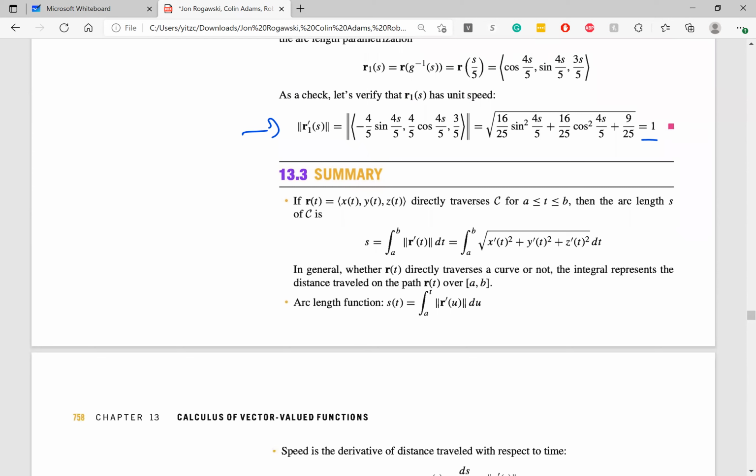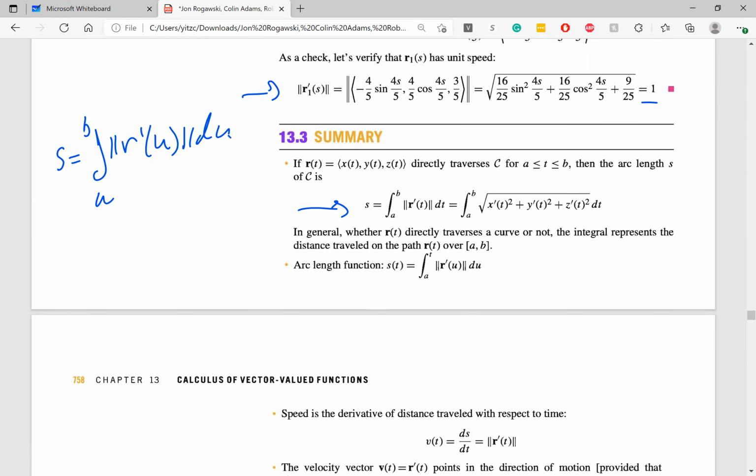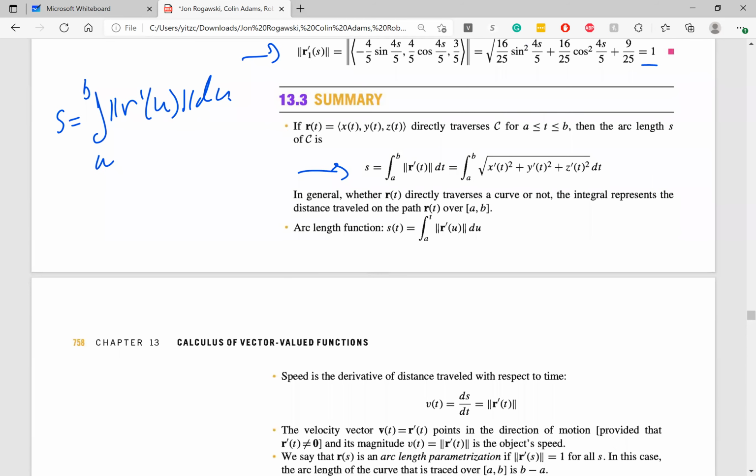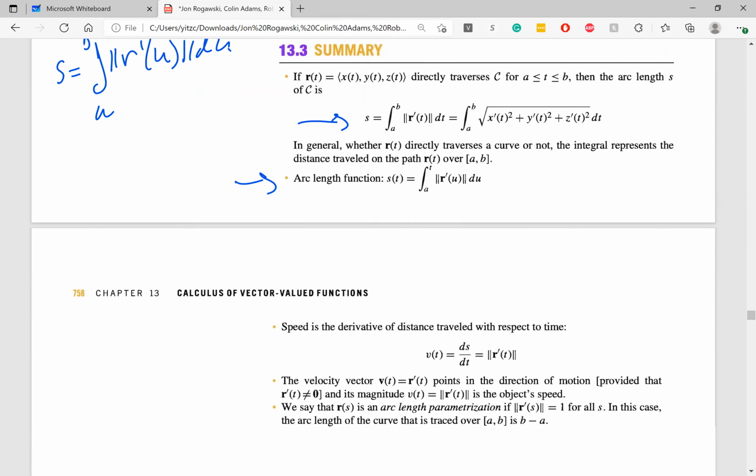So let's summarize what we have done so far. We saw the equation of the arc length. S is equal to the integral from a to b, magnitude of r prime of u du. Okay, now you can do t, but okay. We figured out the arc length function, s of t, which just puts a t where b goes.